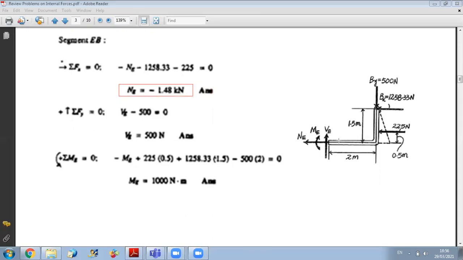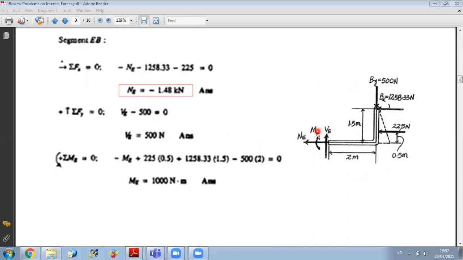Now, concerning the shear value, I have plus VE, and as I told you before, always follow the shear convention. Here, this is the end of my beam, so VE should be upward to rotate clockwise. So plus VE minus By equals 0. So VE equals By equals 500.